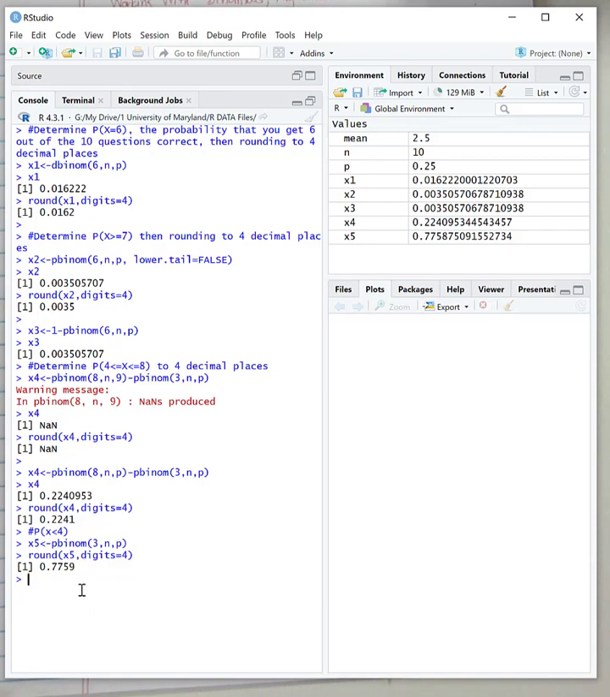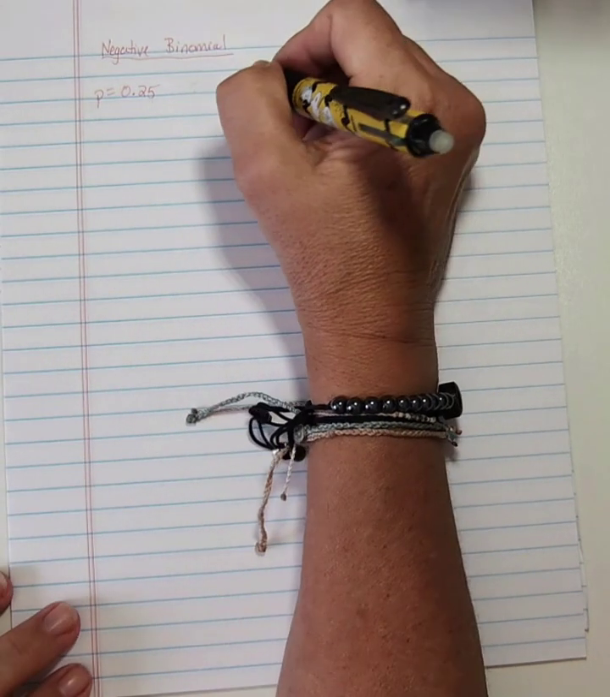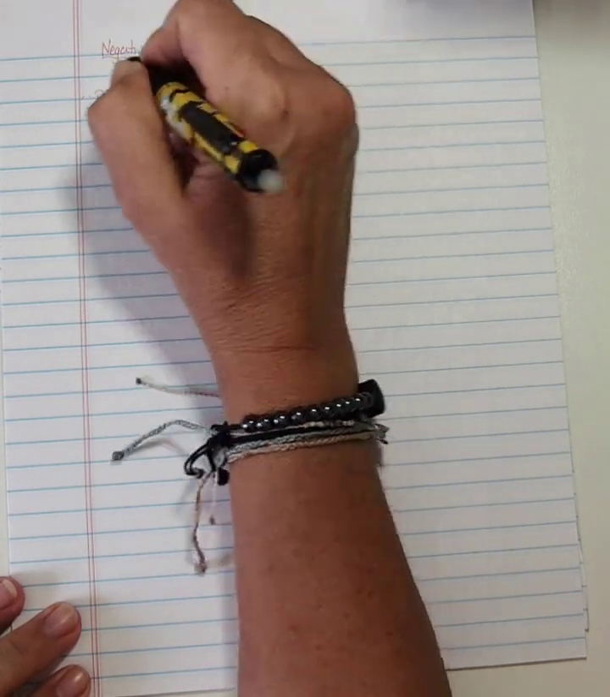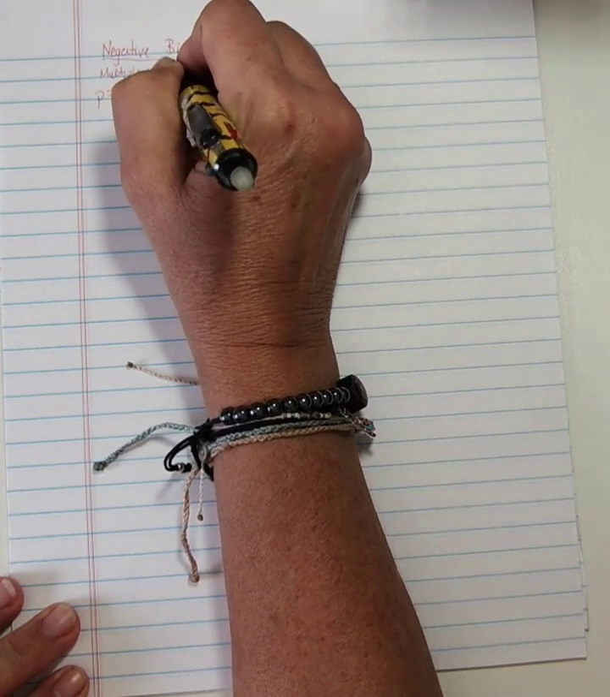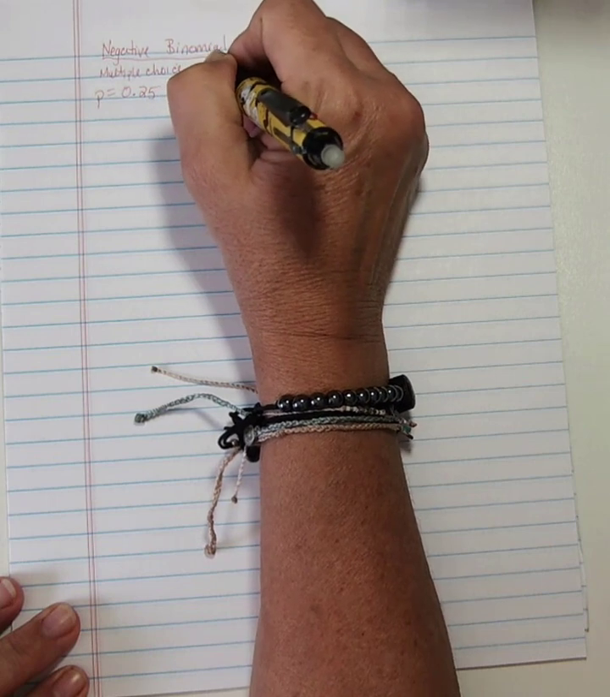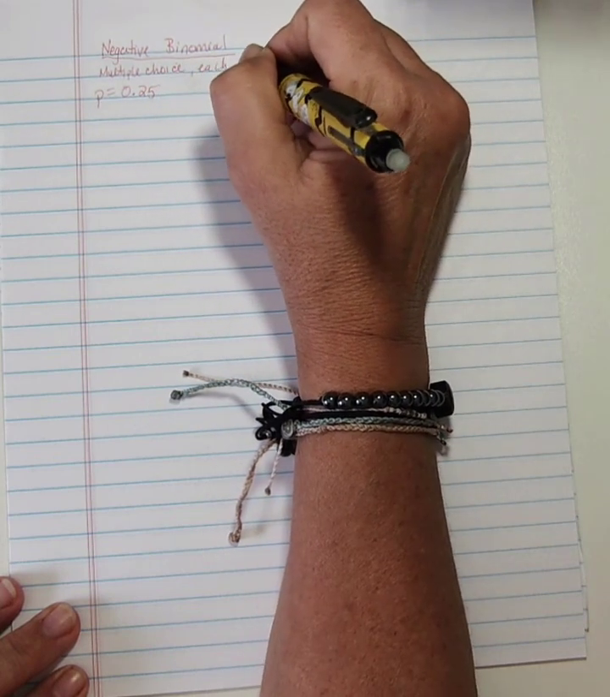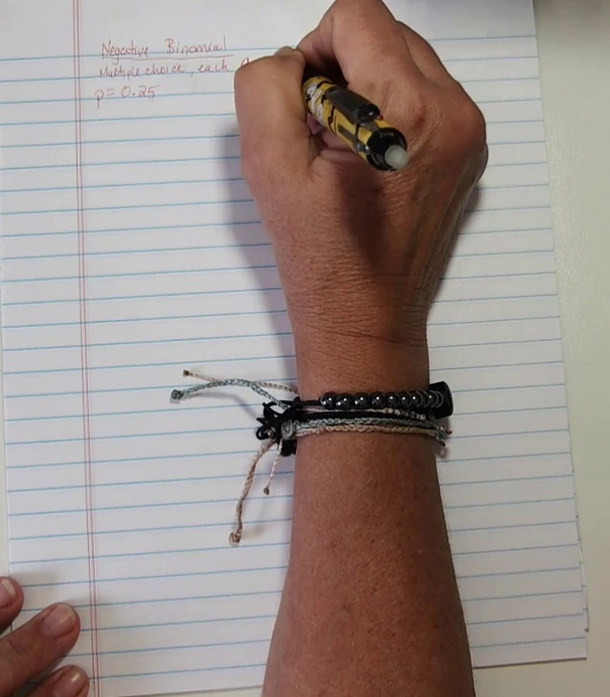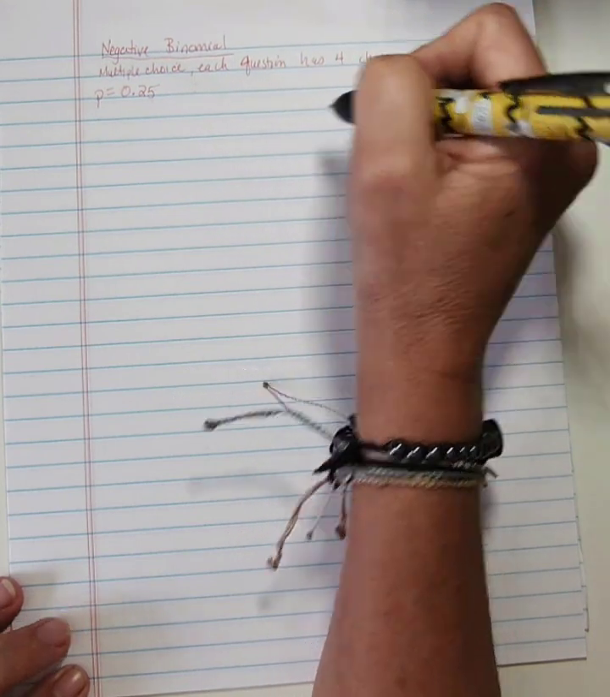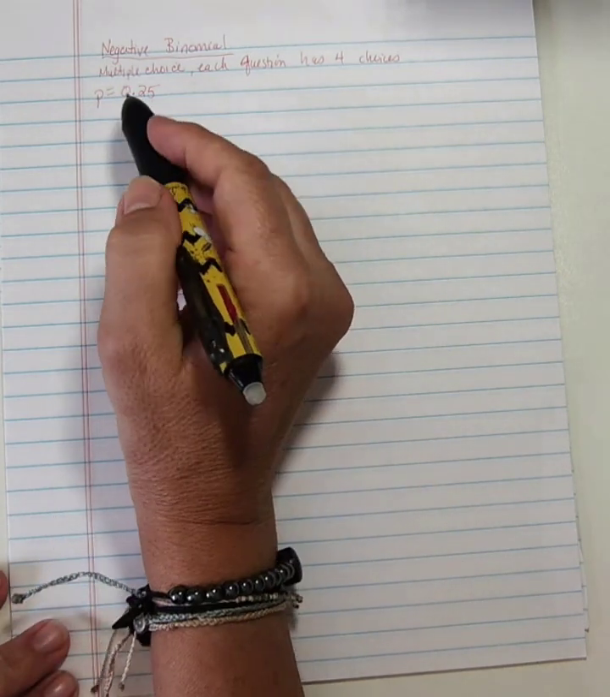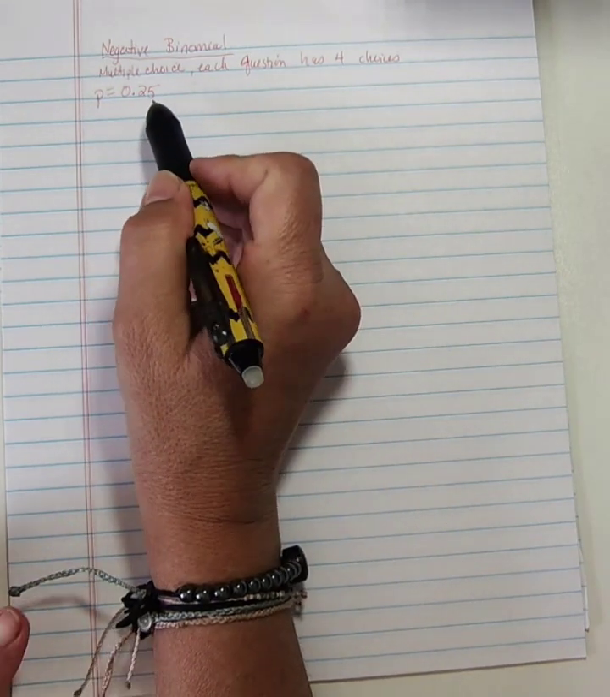Now let's look at what we would do with the negative binomial. So now we're going to keep with this idea of having a multiple choice question or test. So we're still in multiple choice, where each question has 4 choices. Okay, so the probability of choosing the right one is still 0.25.